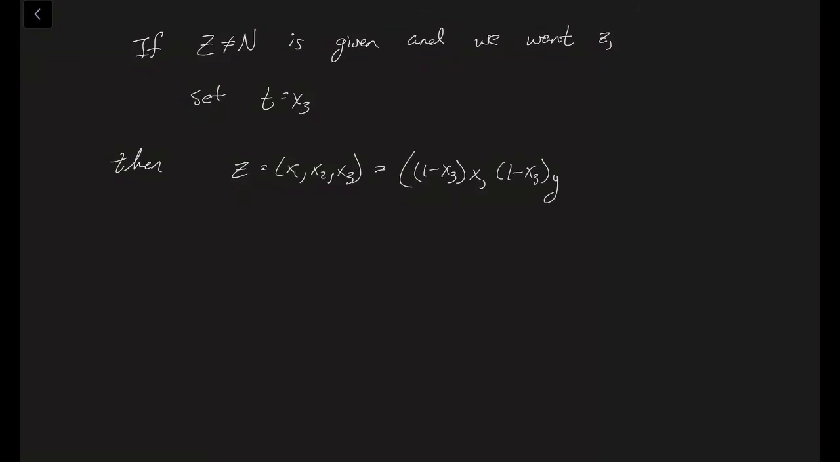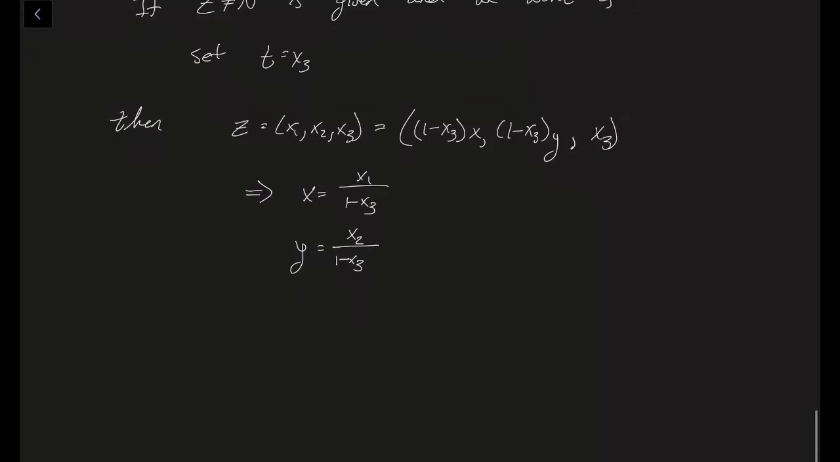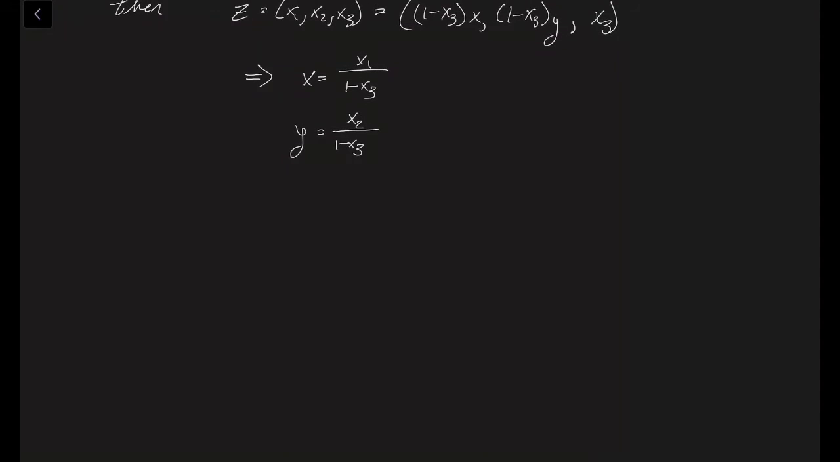Now we know that then we have to have 1 minus x3 times x is x1, and 1 minus x3 times y is x2. So x is x1 over 1 minus x3, y is x2 over 1 minus x3, and so given a big Z, we conclude that little z is going to be x1 plus i x2 over 1 minus x3.